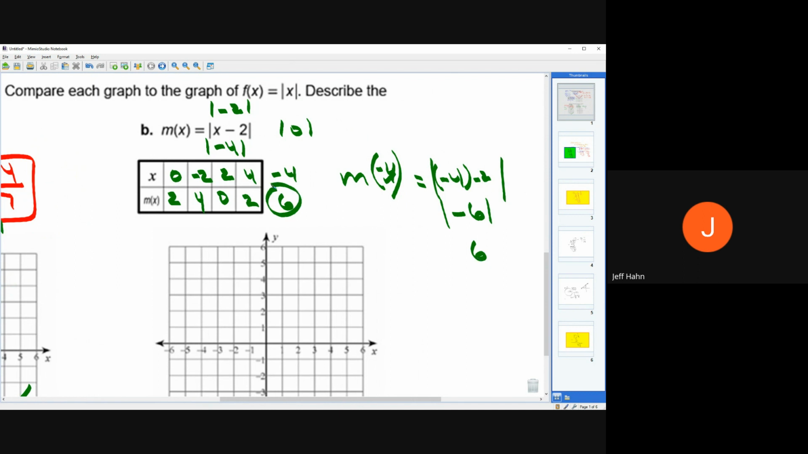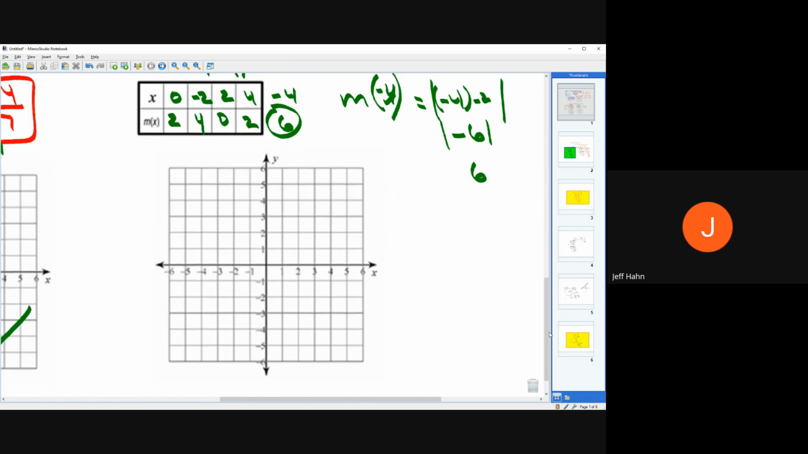Now, let's look at what happens. What's the shift when the number is inside the absolute value? We get 0, 2. I get negative 2, 4. I get 2, 0. I get 4, comma 2. And I get negative 4, comma 6, which is right here. Did I miss one? No. Okay. Can you see where the V is going to be?